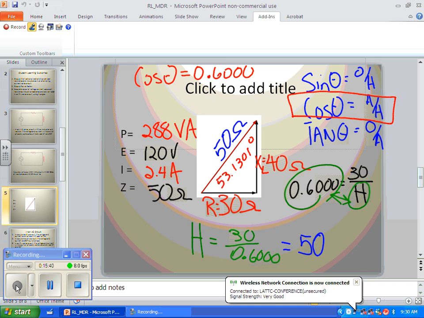That's VA. Apparent power is measured in VAs, volt amps. What you have coming into the circuit is apparent power. And this is our apparent power. Coming into this circuit, we know we have 120 volts. We know it's flowing 2.4 amps. We can read those with a meter. So we can find our apparent power.